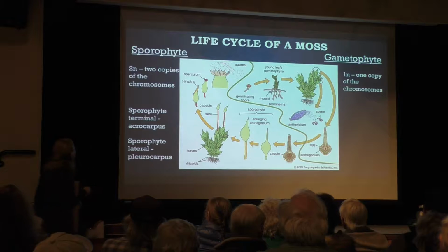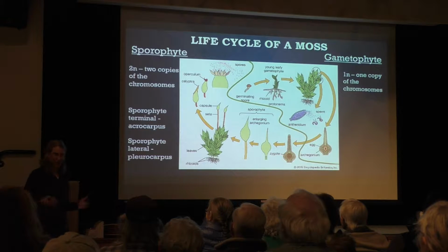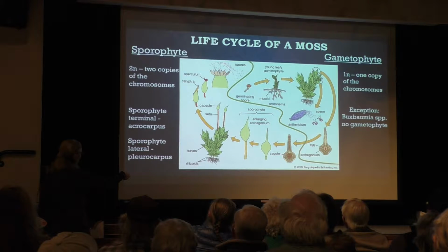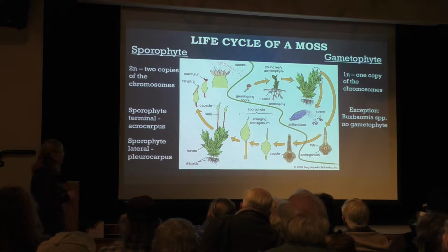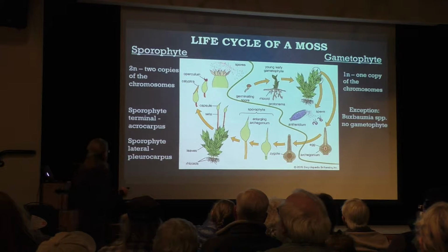Oh my goodness. So all of these different structures help you in the identification of the moss. Where these gamete structures are helps you, and then where the sporophytes are produced, that helps you identify and separate into groups when you're doing your identification process.